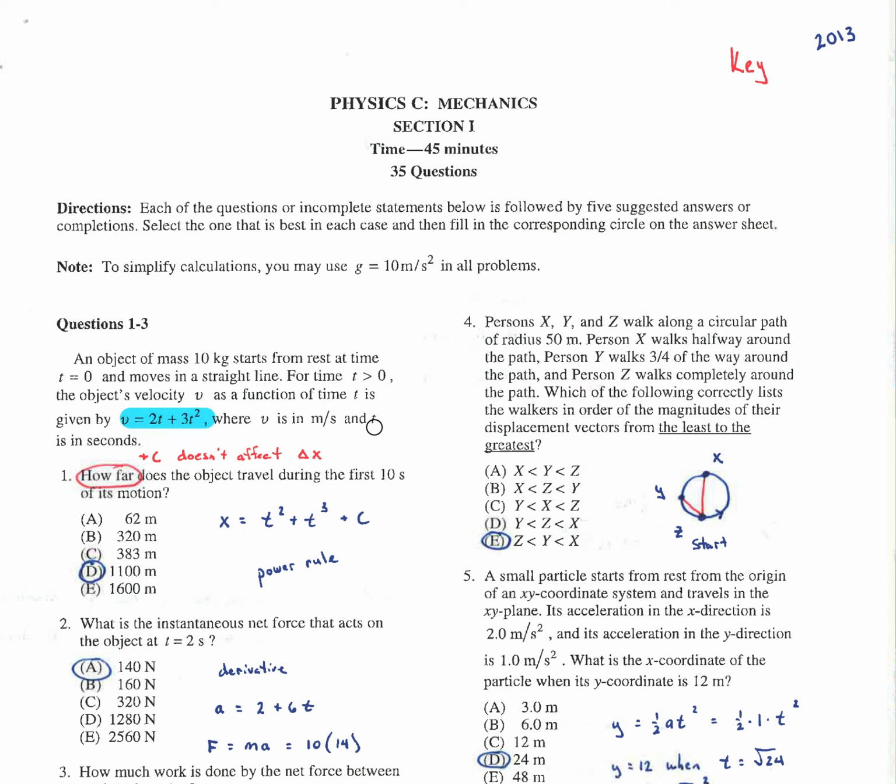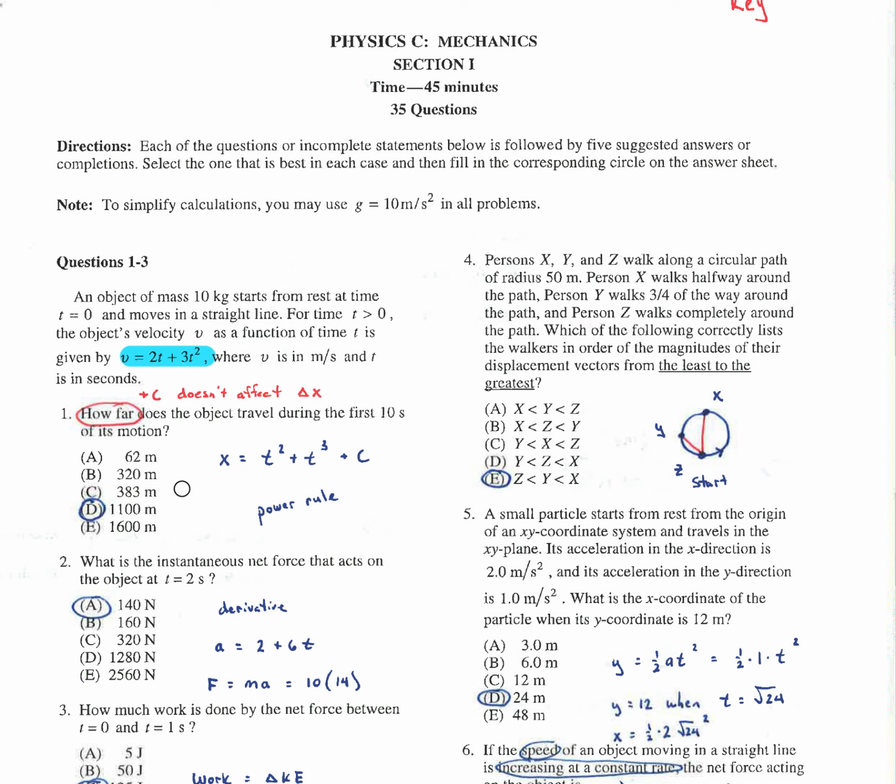Really, all you're doing is saying that delta x is the accumulation of velocity over time. So we're just integrating over that for the first 10 seconds. I don't actually know why I didn't do that. I went a little old school and I just actually found the position function itself. And so I integrated velocity and got t squared plus t cubed plus some c.